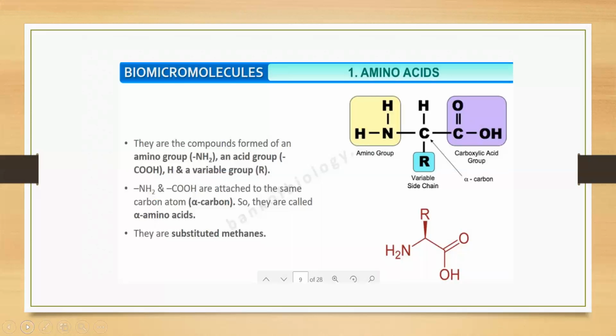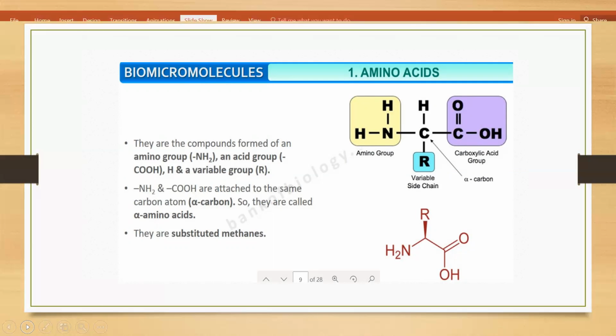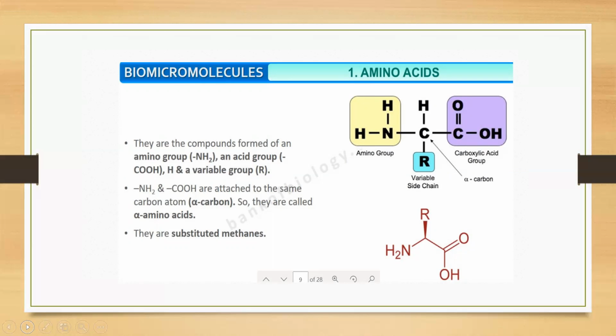Now, the first biomicromolecule is amino acid. Amino acids are compounds that are formed with an amino group, that is the NH2 group, and an acidic group, that is the COOH group. It also has hydrogen and a variable R group.